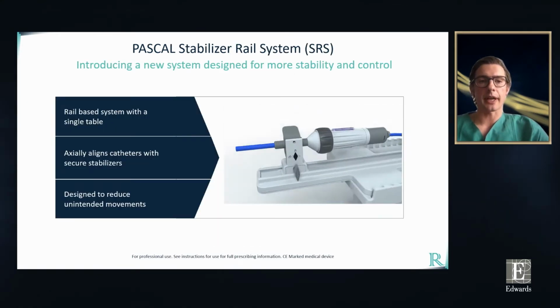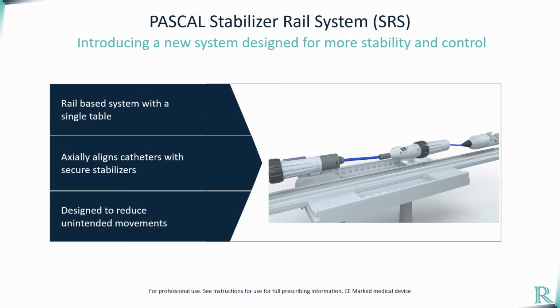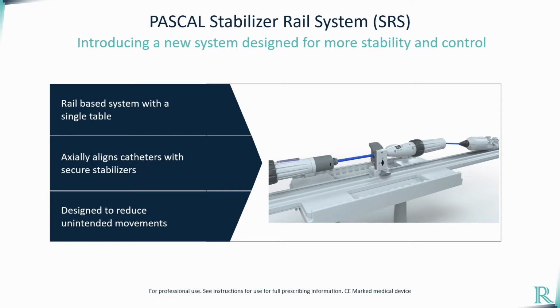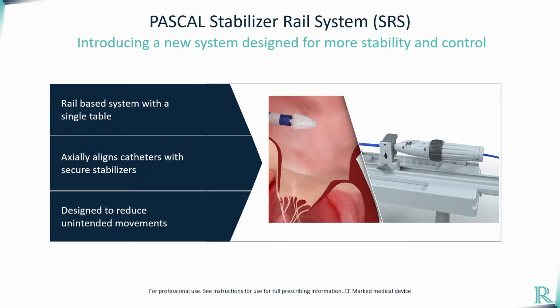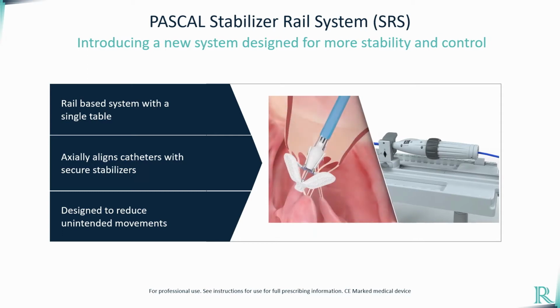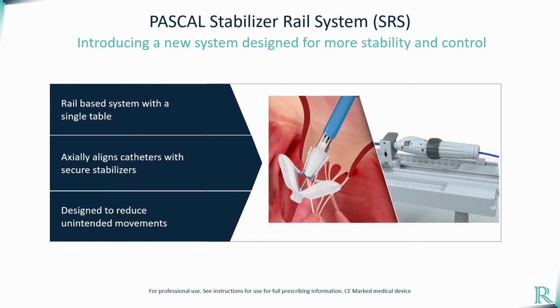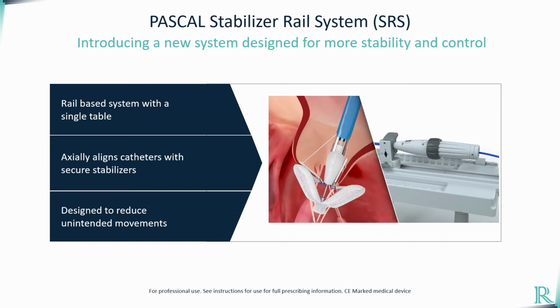And in addition to that, there is the stabilizing rail system, as demonstrated before. This system allows you to stabilize the three components of the Pascal system: the guide, the steerable catheter, and the implant catheter on a rail. And this rail also allows you to move in and out of the body without any additional adjustments. Very predictable and safe.